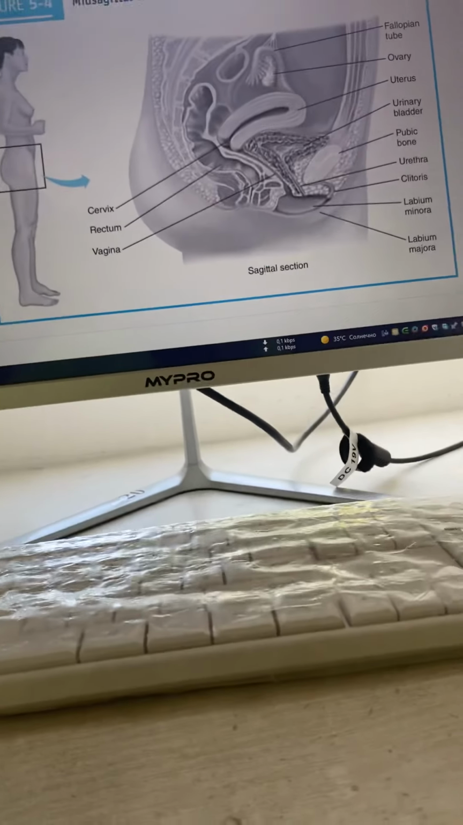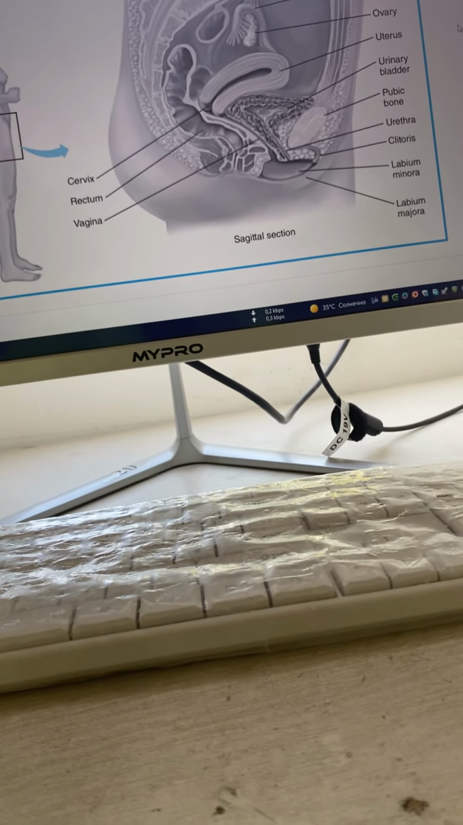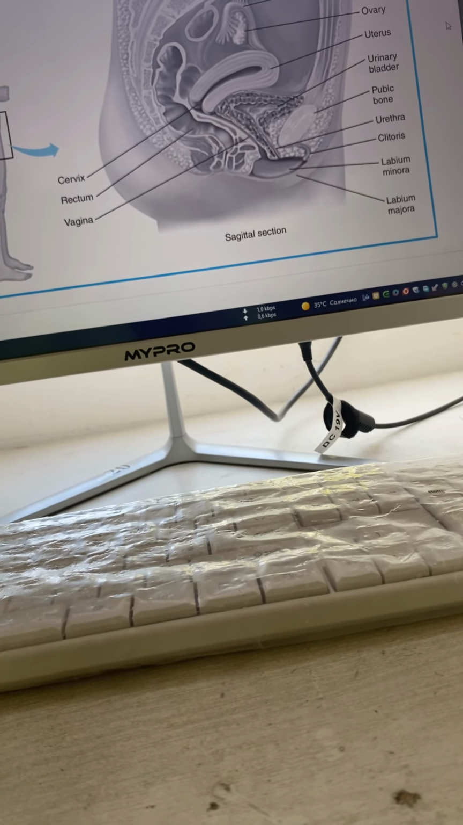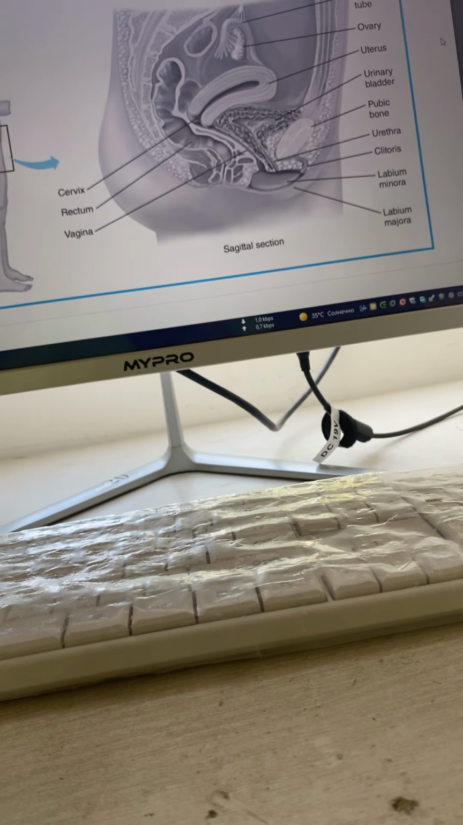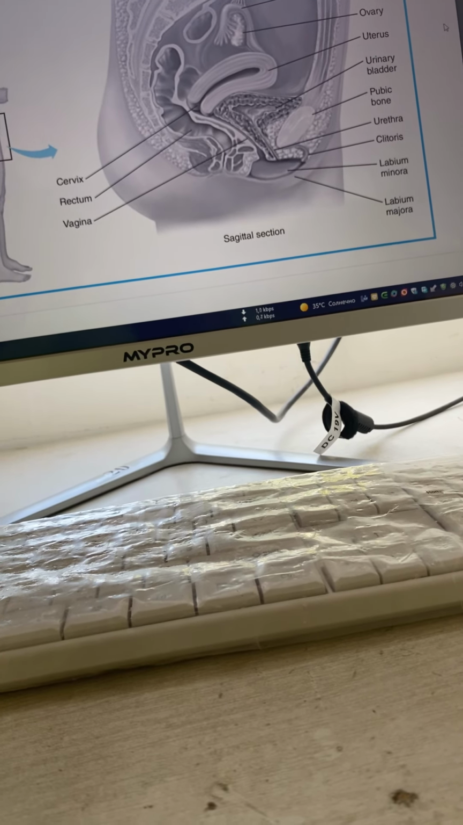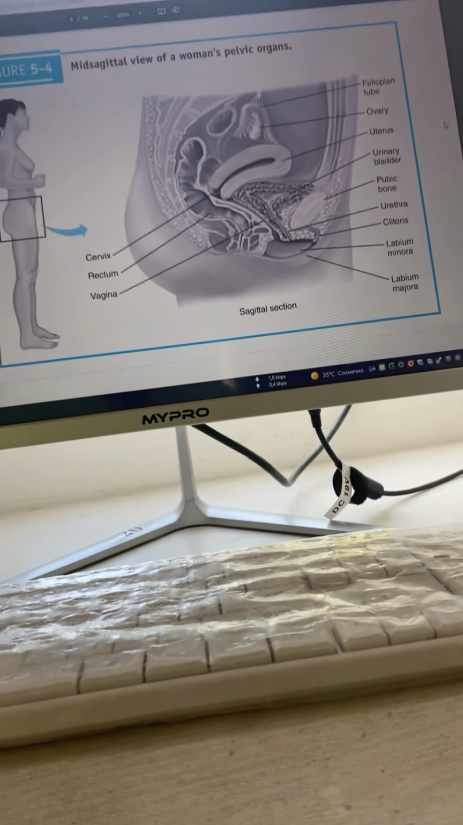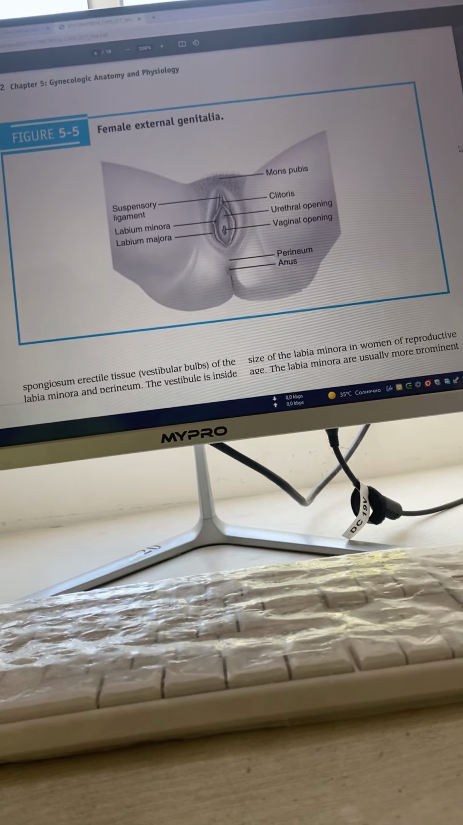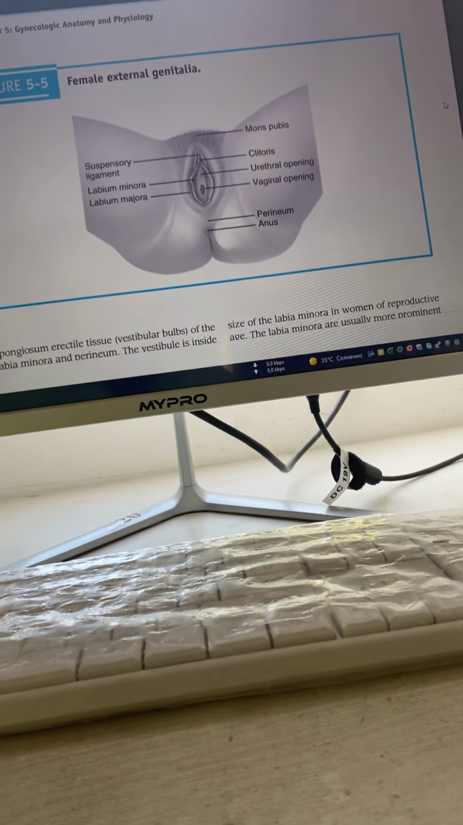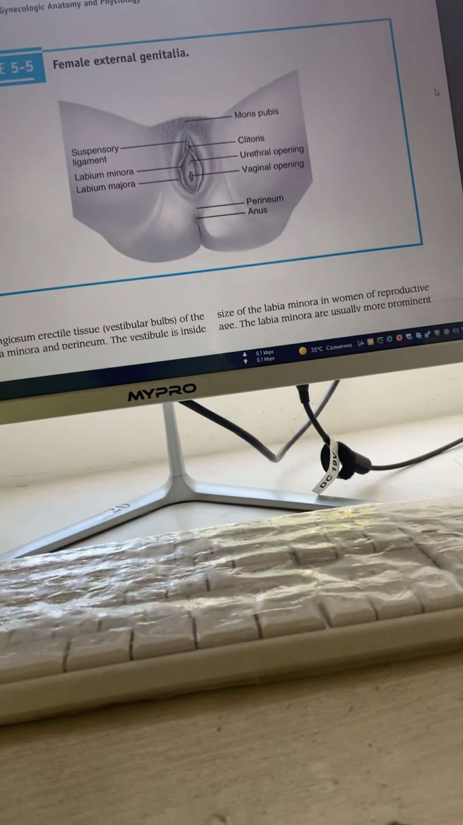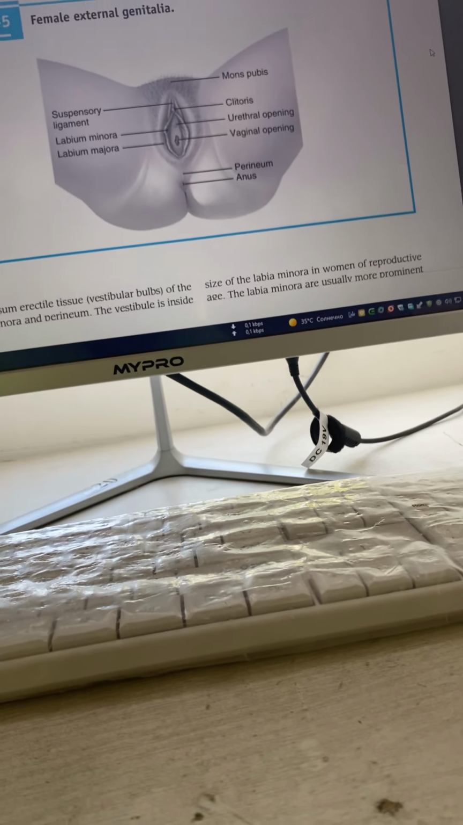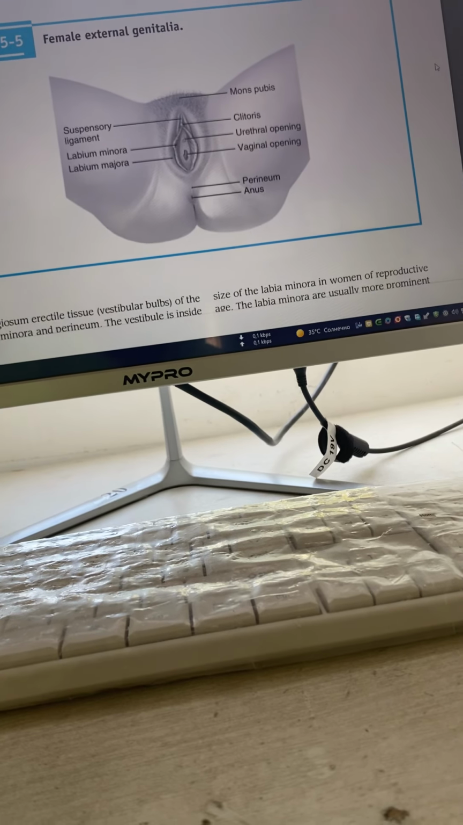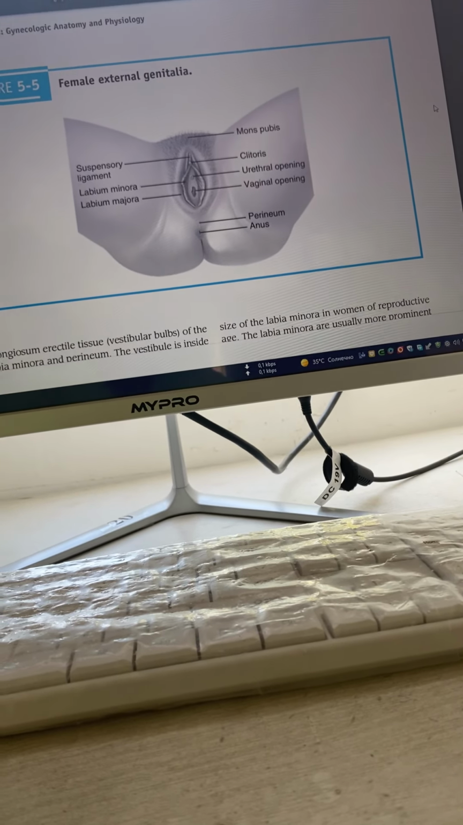Mid-sagittal view of a woman's pelvic organs: cervix, rectum, vagina, fallopian tube, ovary, uterus, urinary bladder, pubic bone, urethra, clitoris, labia minora, labia majora, sagittal section. Female external genitalia: suspensory ligament, labia minora, labia majora, clitoris, mons pubis, urethral opening, vaginal opening, perineum, anus.